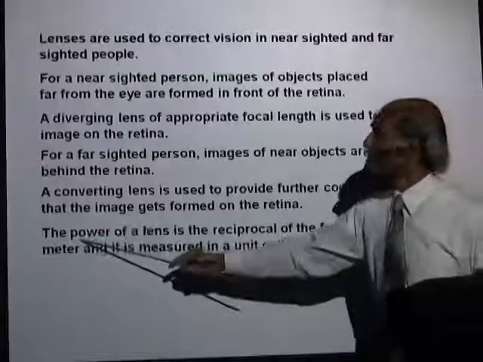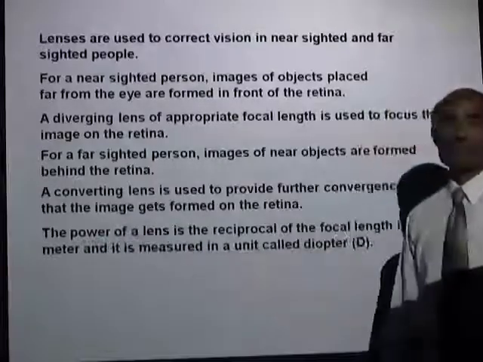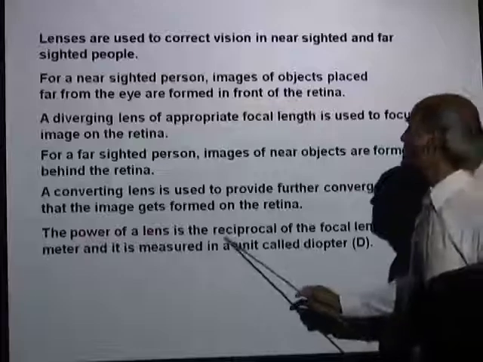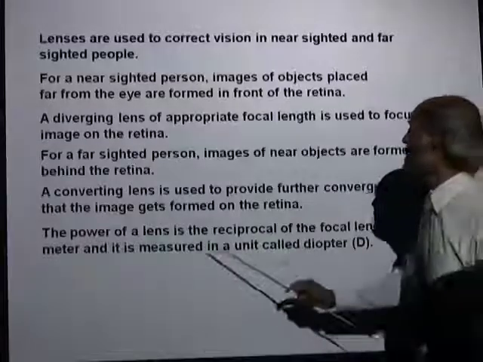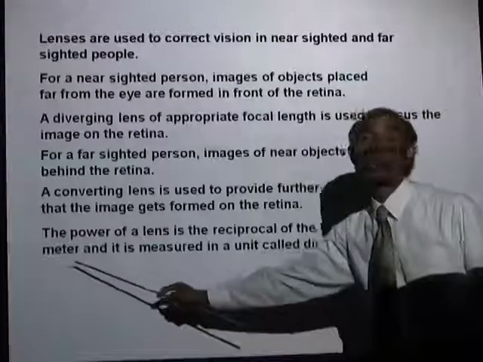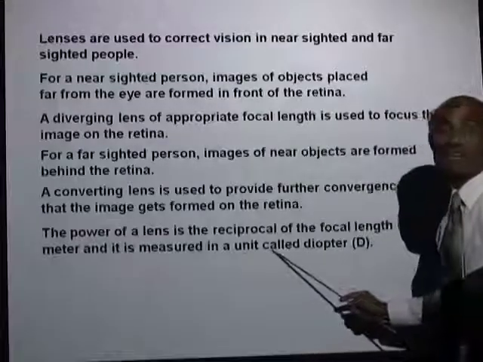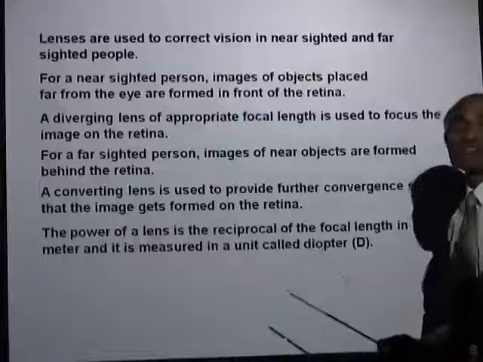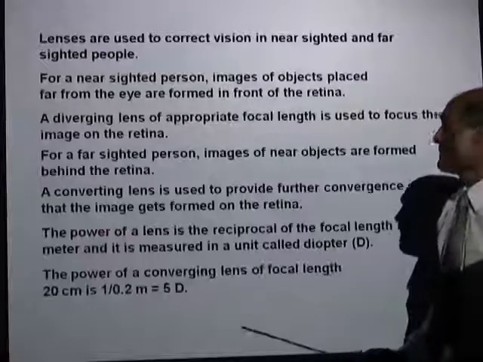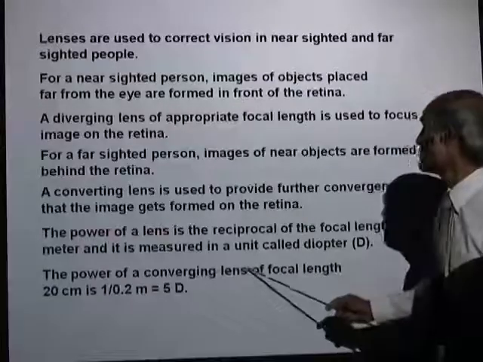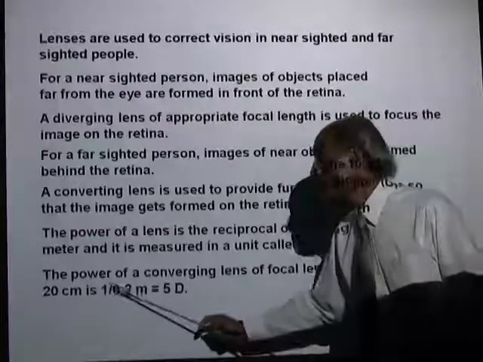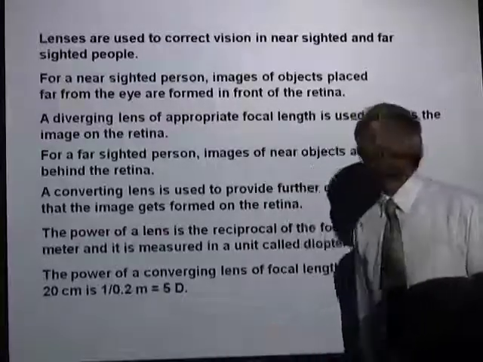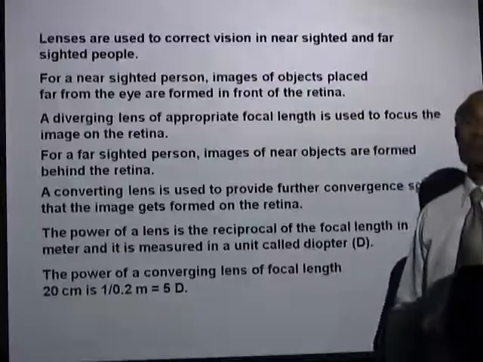Alright, what's the meaning of power of a lens? Power of a lens is the reciprocal of the focal length, and focal length must be measured in meter. And then the power will be measured in a unit called diopter. So the power of a converging lens of focal length 20 centimeter is 1 over 0.2, which is 5 diopter.